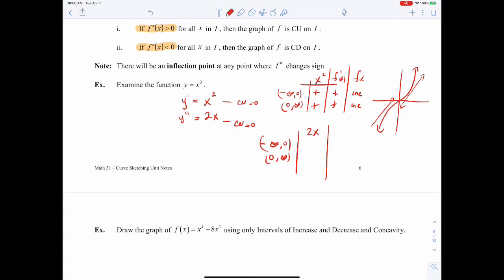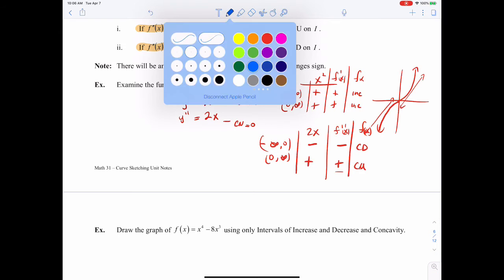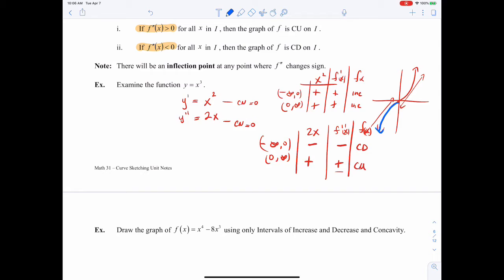When I put a negative value into 2x, it's going to give me a negative, and a positive is going to return me a positive. So my second derivative here is negative and positive, which now means my original function of x, this is negative, so it's concave down, and this second derivative is positive, so it's concave up. So we can see here that to the left of the 0, it's concave down, and to the right of the 0, it's concave up.